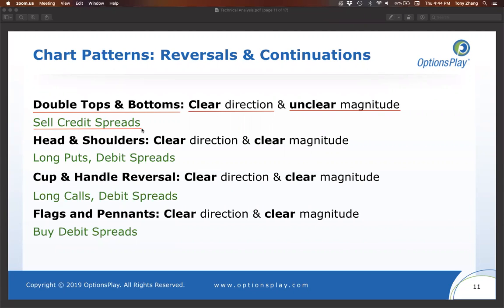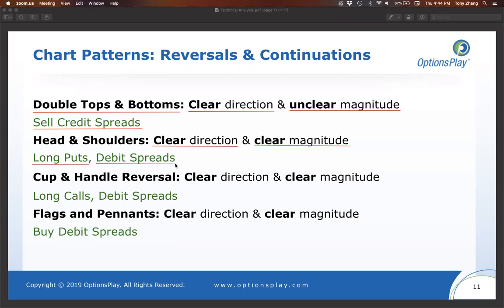Conversely, a head and shoulders reversal is similar to a double top or double bottom, but a head and shoulders does give you a clear sense for direction, and it gives you a clear sense for magnitude. So if you ever use a head and shoulders pattern, you can use the neckline to measure how far you think the move will go. So if that's the case, you want to use either long puts or potentially debit spreads to take advantage of a measured move.